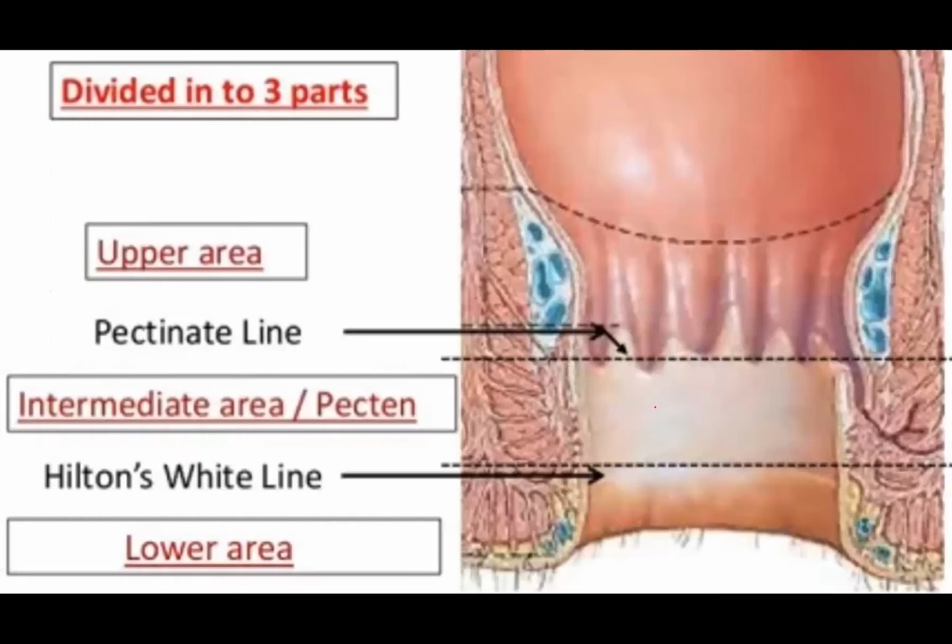Okay, so this is just a diagram representing what we just explained. You can further divide it into three parts: the upper half, the dentate or the pectinate line. Then you have the Hilton's line. This is the anal verge. So when you hear some certain centimeters from the anal verge, you are talking about this. When you hear the mucocutaneous line, you are talking about this. And when you hear the pectinate or dentate line, it is this.